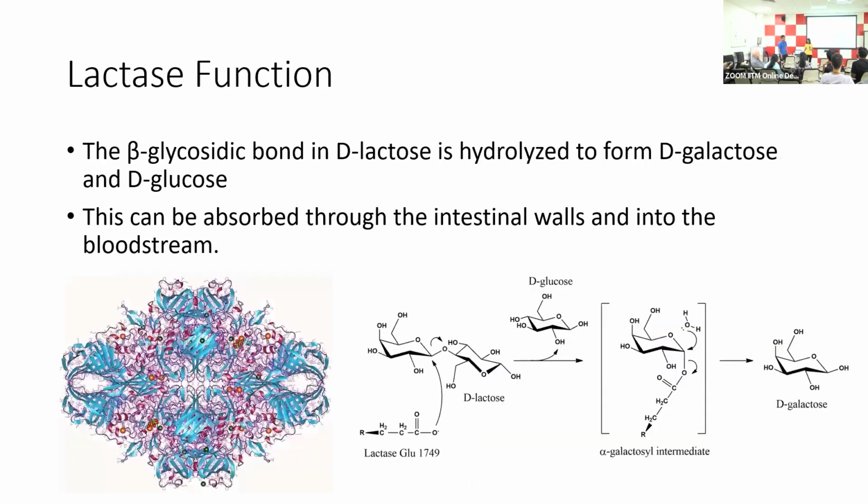So coming to the function of lactase. As mentioned earlier, it helps in breaking down the lactose into glucose and galactose. And it does this by breaking the beta glycosidic bond in the lactose. This is absorbed through the intestinal walls and is taken to the bloodstream for further use.